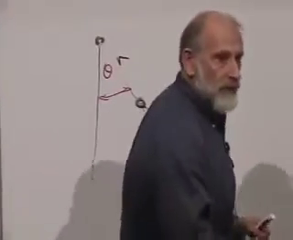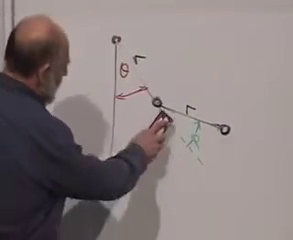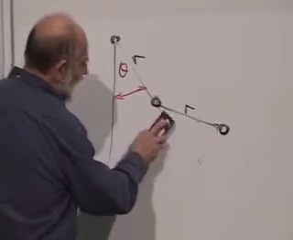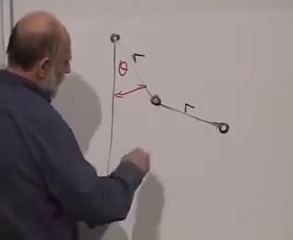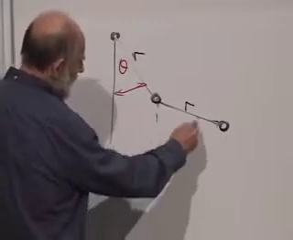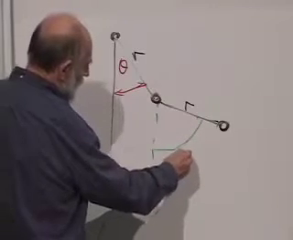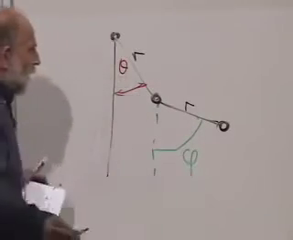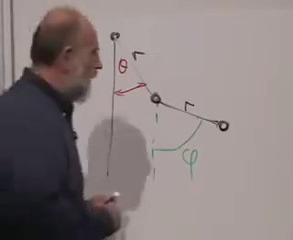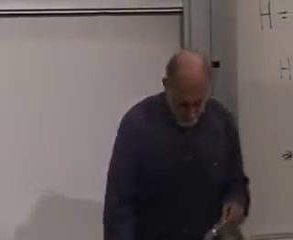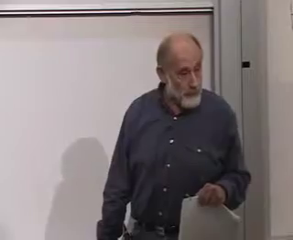Six of one, half a dozen of the other. I chose in my notes to use the angle relative to the vertical. All right, so this I call phi. And that's it. If you know theta and you know phi, you know the location of the pendulum completely. Now we need to calculate the kinetic and potential energy.